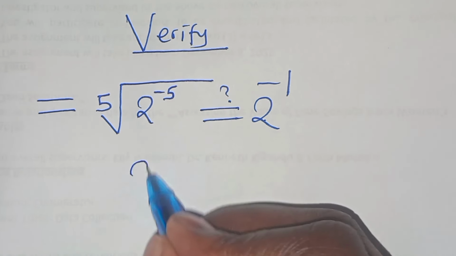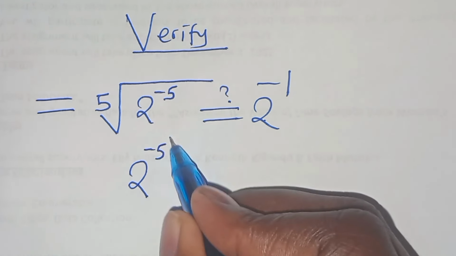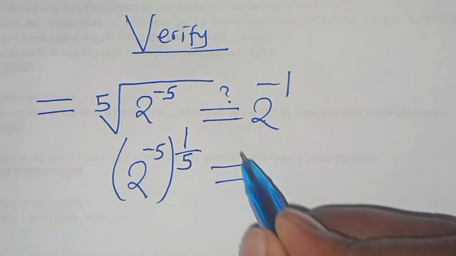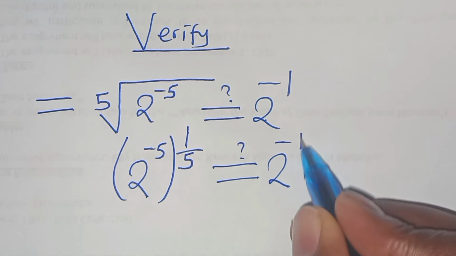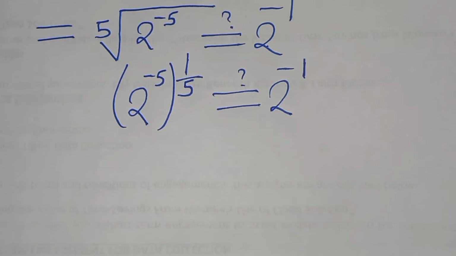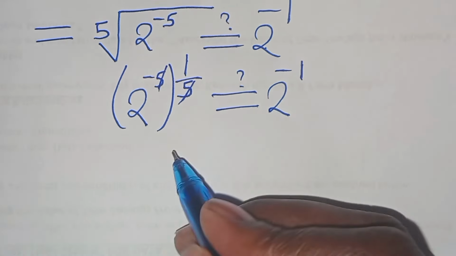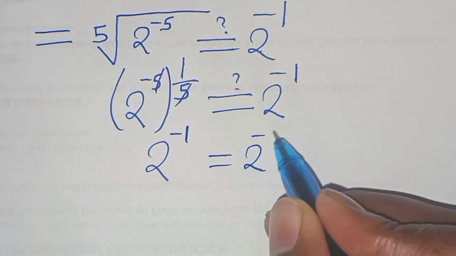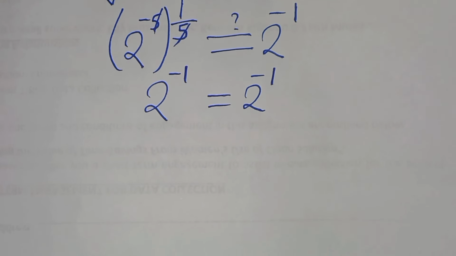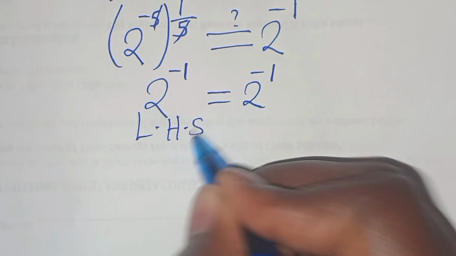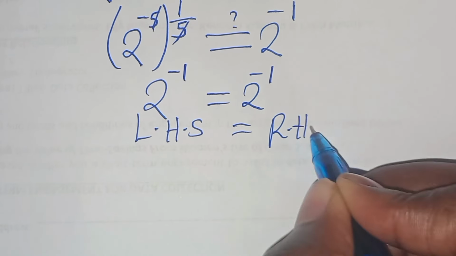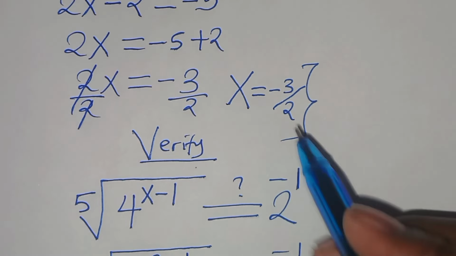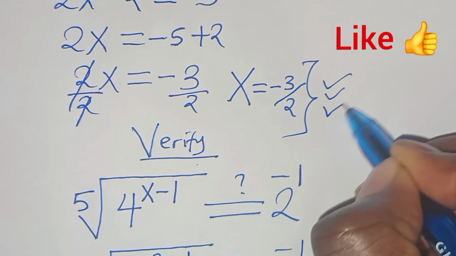So we can express this as 2 to the power of minus 5 raised to the power of 1 over 5. This is supposed to give us a value of 2 to the power of minus 1. So let's simplify 5 and 5 here. So this is 2 to the power of minus 1. This is equal to 2 to the power of minus 1. So it's clear that the left hand side is equal to the right hand side. And this proves that the value of x here, which is minus 3 over 2, satisfies the equation.